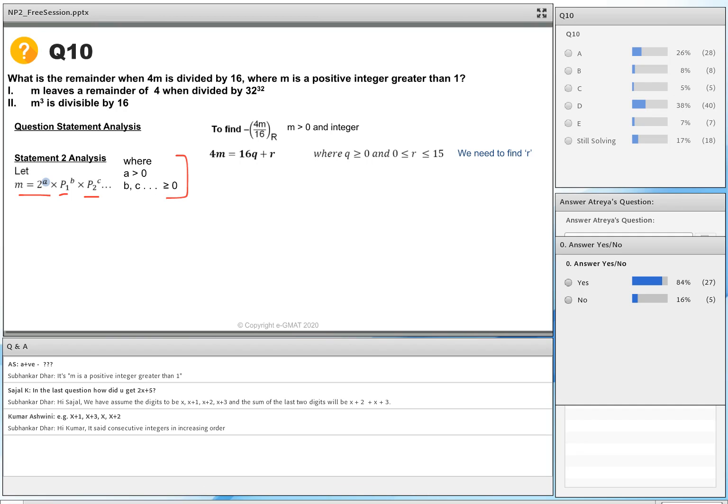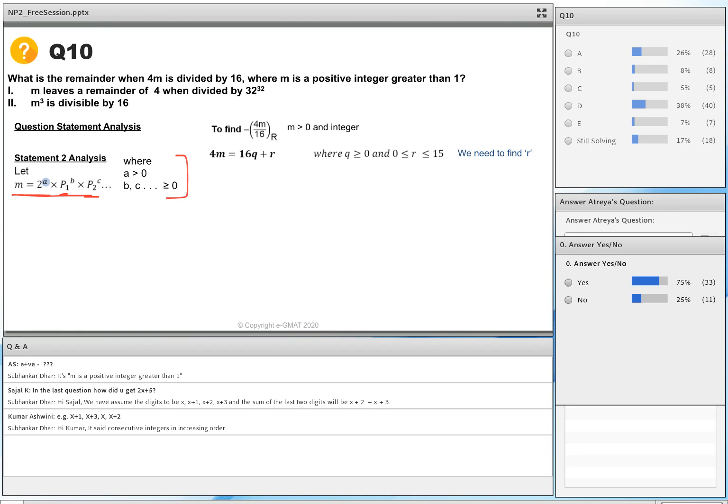Okay, I see some of you facing an issue, so I'll explain it again. Basically, I've just written m in its prime factorized form, right? How do we write any number in its prime factorized form? We write down the prime factors of that number, and then we use the exponents of the prime factors, right?